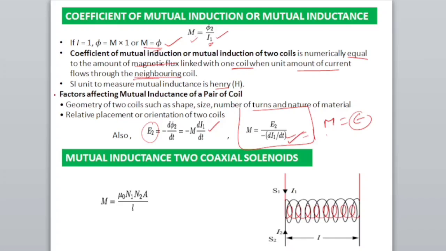Now there are different factors on which the mutual inductance of a pair of coils depends: geometry of the two coils such as shape, size, number of turns and nature of material, also relative placement or orientation of the two coils.